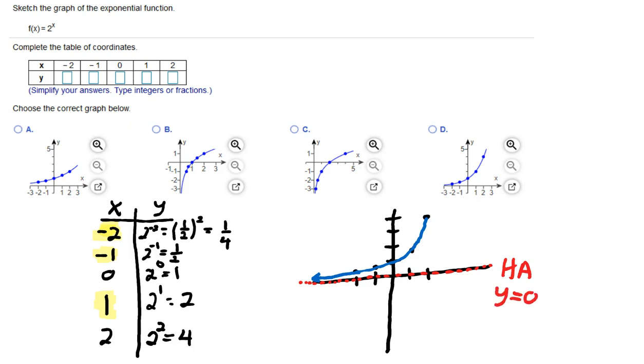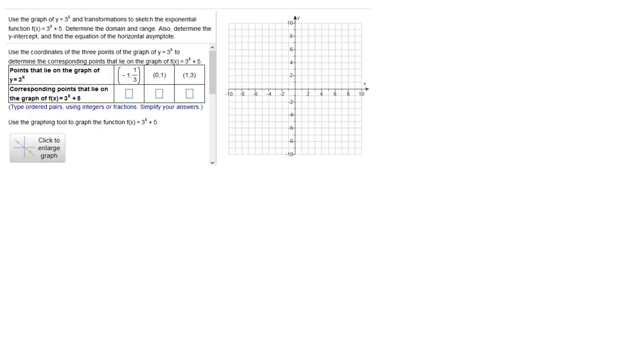On the other end, on this side of the axis, where our x's are getting larger and larger, for instance, if x was 3, y would be 8. So this portion of the curve is blowing up to infinity very quickly. And so looking at these graphs, it looks like answer choice D is the right one.